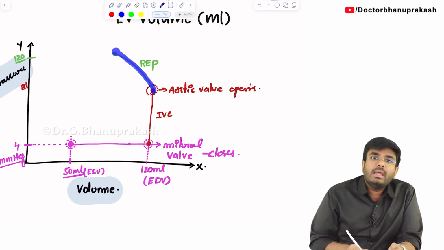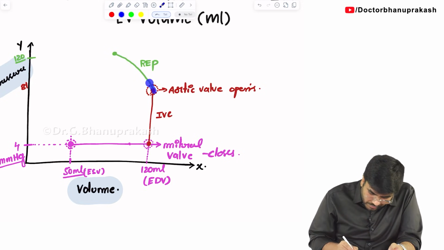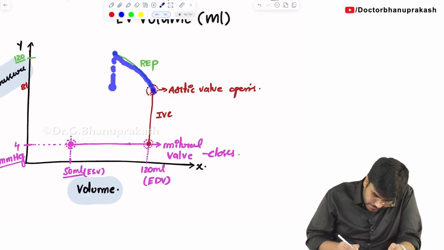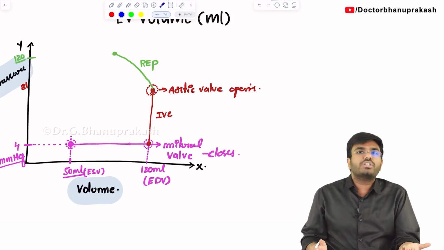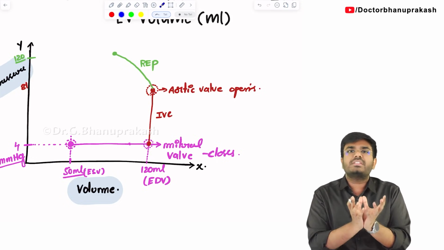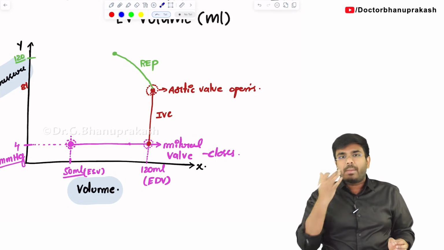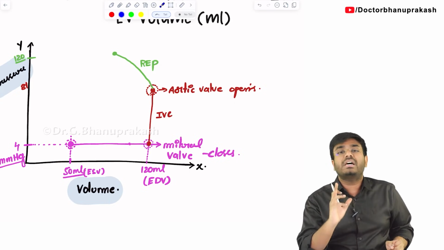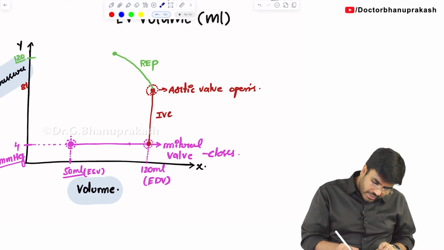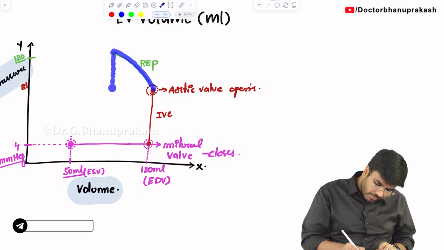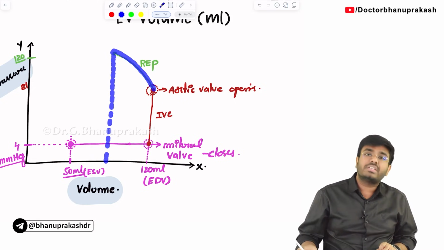And also see what is happening to the volume of the blood. The volume of the blood is decreasing. Why? Simple logic, no? Because the amount of blood in the left ventricle is decreasing because the blood is going to the aorta. During the rapid ejection phase, 2/3 of the stroke volume will be ejected into the aorta. So the pressure is increasing, but the volume is decreasing.